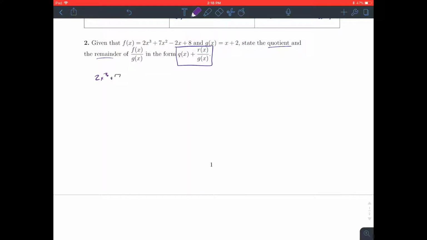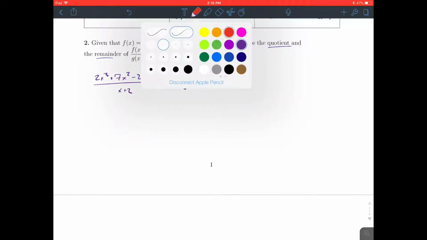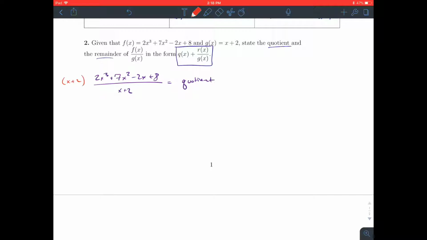So you've got 2x cubed plus 7x squared minus 2x plus 8, all being divided by x plus 2. When we do this division, we should get a quotient. That's the answer to a division problem. So now, in order to find that quotient, we'll multiply by x plus 2 on both sides, canceling out the x plus 2 that we had there. This will turn our problem from a division problem into one of these weird multiplication problems, which is actually much easier to solve, where all we have to do is fill in the blank in our blue quotient.